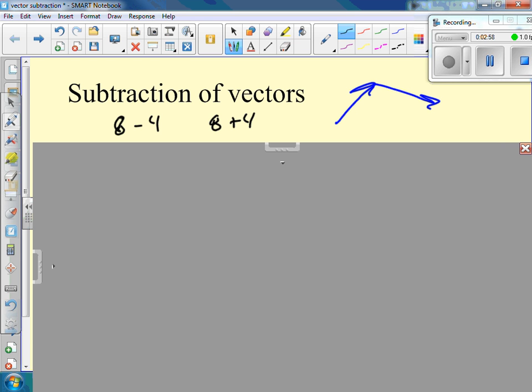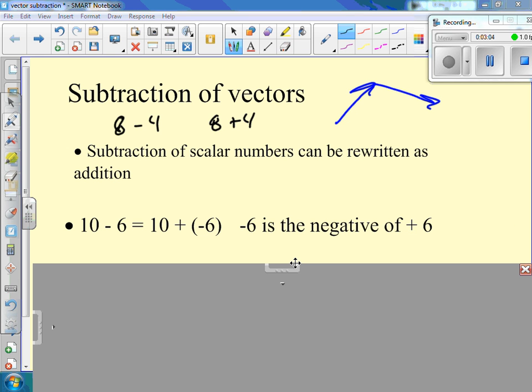Maybe. But I will tell you this. You can write this down. Would you agree that subtraction of scalar numbers can be rewritten as addition? Every subtraction question you've ever seen, I can turn into an addition question. If I go 10 minus 6, well, that's simply 10 plus a minus 6. Does that make sense, Tristan? There's no subtraction question you can give me that I can't make into addition. And we might say that negative 6 is simply the negative of plus 6.